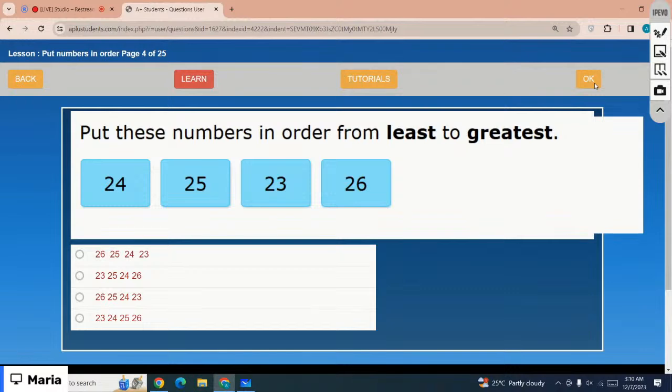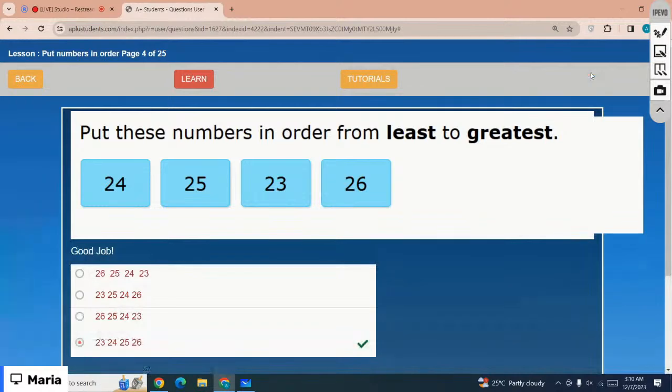Yes, the correct option is option number 4. The last one is the correct option, right? 23, 24, 25, and 26. What do you mean by 23 or 24? One of the numbers is the smallest one. 23 is the smallest one.